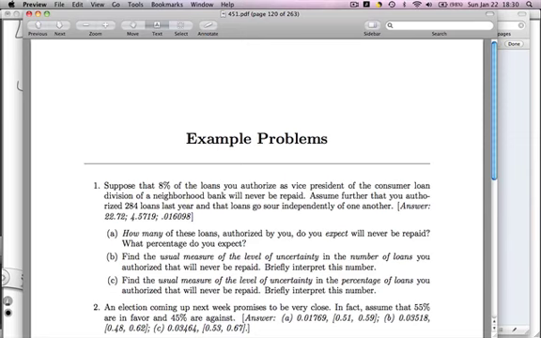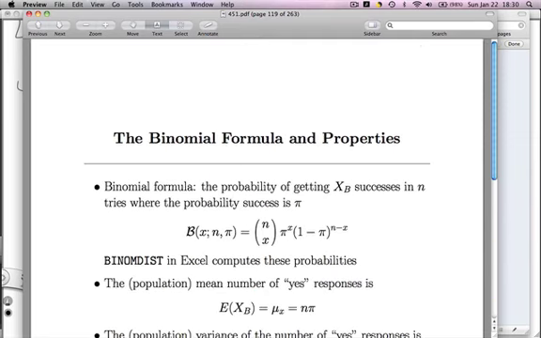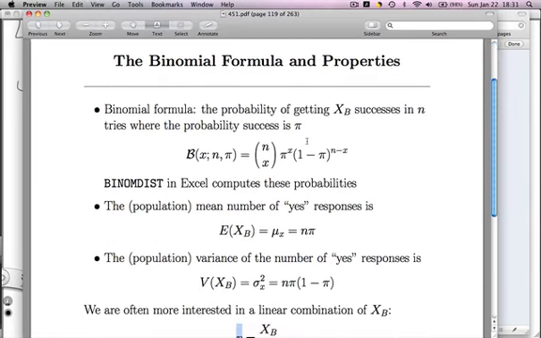Interpret this number. All right, well, we go back to this cheat sheet of shortcut formulas. We're looking for the standard deviation of xb. Here's the formula for the variance of xb.